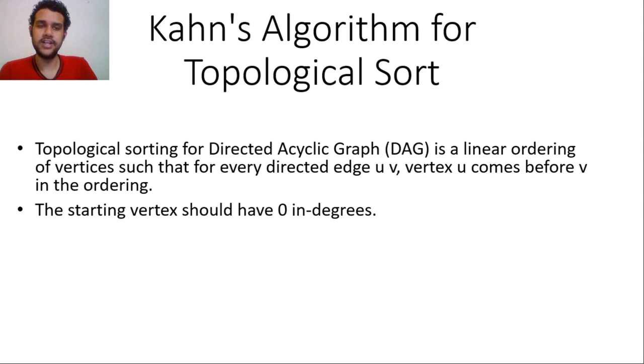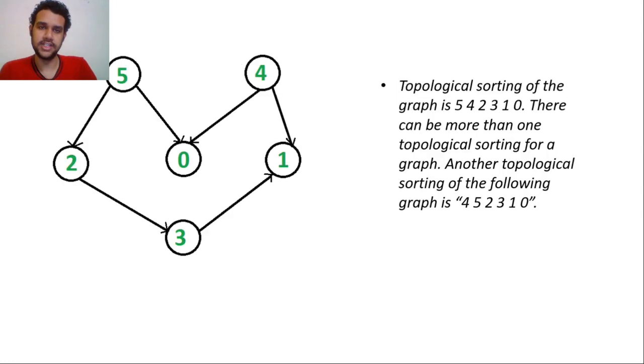It is a type of linear ordering of vertices such that for every directed edge uv, vertex u comes before v in the ordering, and the starting vertex should always have 0 in degrees. In degree is nothing but the number of incoming edges towards a vertex. So let us try to understand this from this graph.